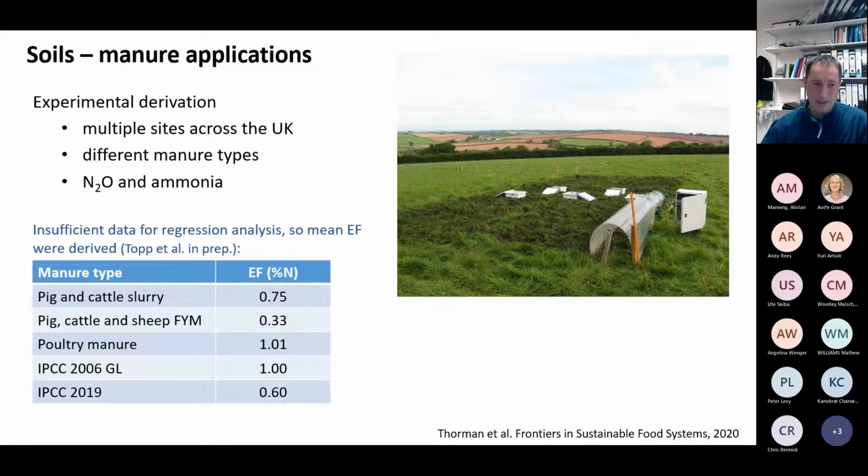And what we found there was definitely differences between manure types. So for pig and cattle slurries, we had an emission factor of about 0.75%. For the solid manures, it was much lower, 0.33%. And for poultry manures, it was pretty much 1%, which again, 1% is the default value for the IPCC 2006 guidelines. But the 2019 refinement to the guidelines proposes to reduce that 1% down to 0.6%, which I guess if you took a weighted average across all our manure types, we might be around about the same as that value.